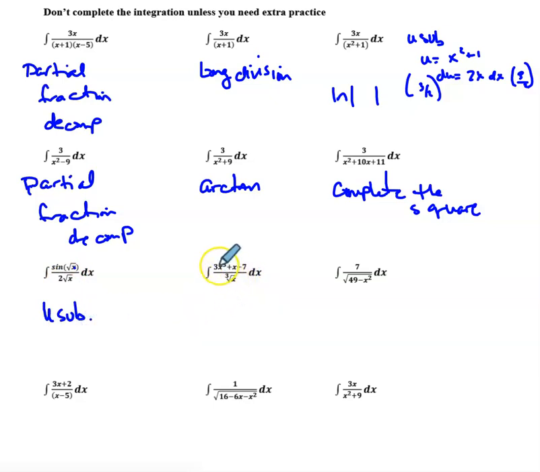This next one, I see this expression in the numerator and only one term in the denominator, so I could split this into 3 fractions and then just integrate using the reverse of the power rule.